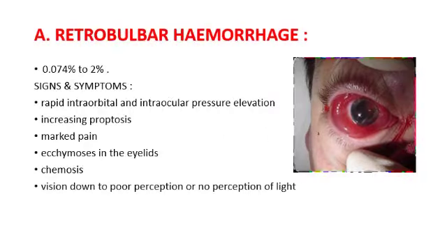Coming to the complications, these are the important complications of retrobulbar and peribulbar blocks, which occur very infrequently, but we have to know about them. The first one is retrobulbar hemorrhage. The frequency is about 0.074 to 2%, which indicates that it's very uncommonly seen. The signs and symptoms are a rapid intraorbital and intraocular pressure elevation, increasing proptosis, marked pain, ecchymosis in the eyelids, chemosis, and reduced vision, about poor perception and no perception of light.